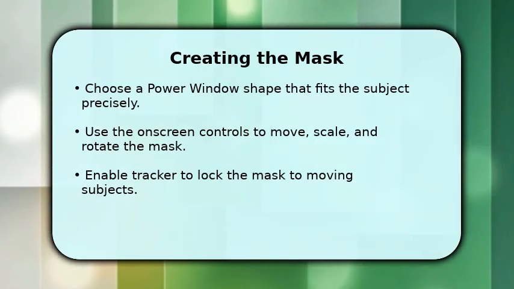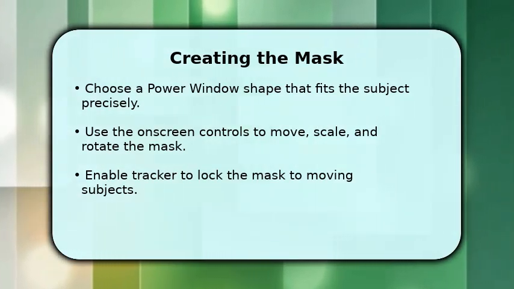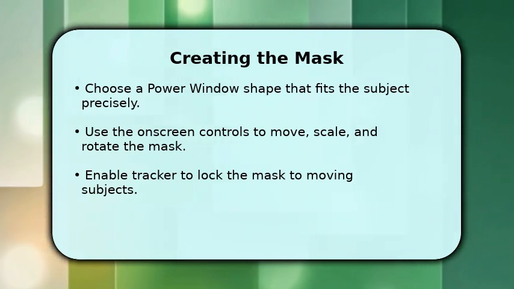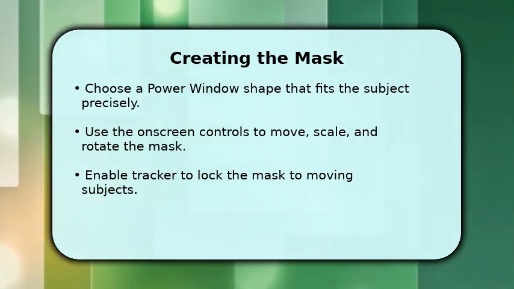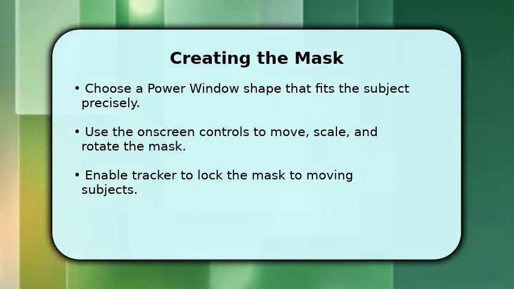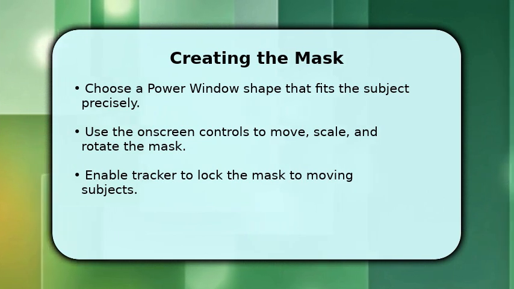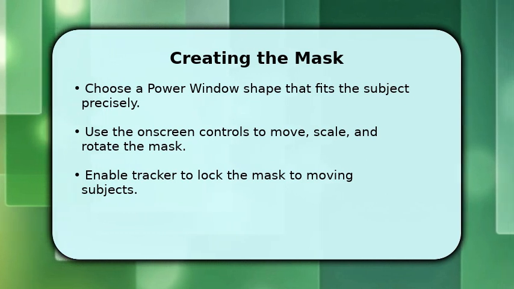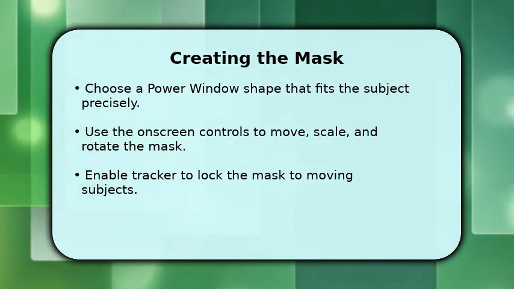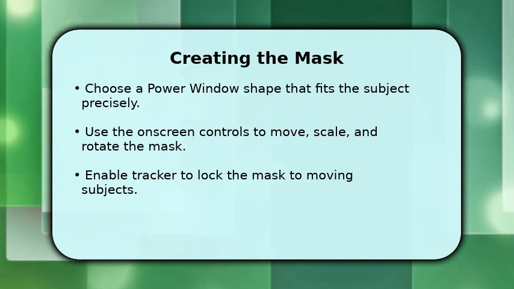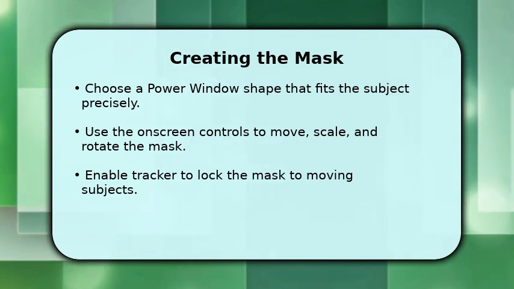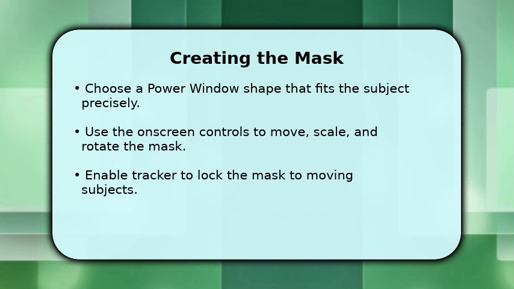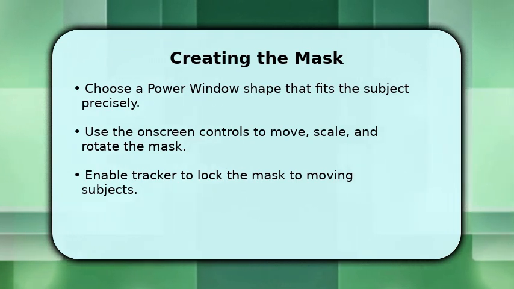Start by creating a power window on a new serial node and pick the shape that matches your subject, like circle or polygon. Position and scale the mask using the on-screen handles, then soften the edges with feather to avoid harsh transitions. Turn on the tracker and run a forward or frame-by-frame track to ensure the mask follows motion. Fine-tune the mask path and feather after tracking for seamless integration.